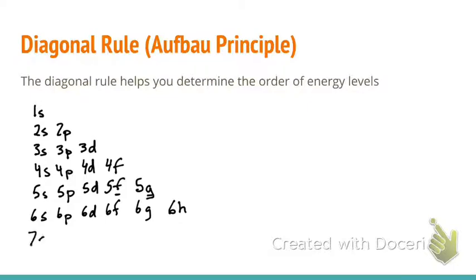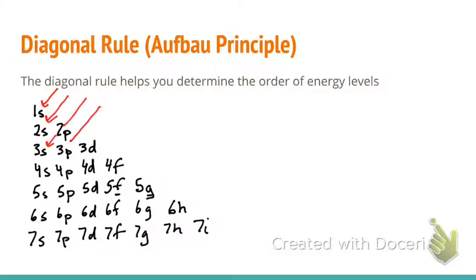So let's do 7s, 7p, 7d, 7f, 7g, 7h, and 7i. Okay? All right. Now, we have to write this out first, and then we use what's called the diagonal rule. Just to show you, we start with the 1s, but we're going to count diagonally. So it's going to look somewhat like this, and I'll show you what I mean.